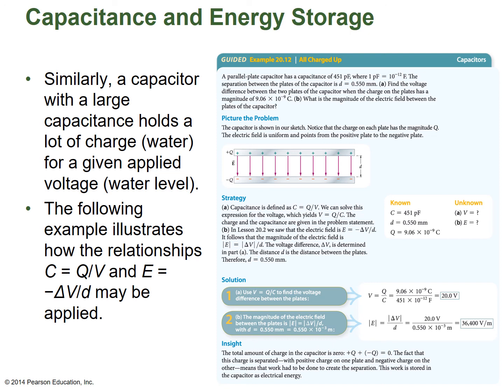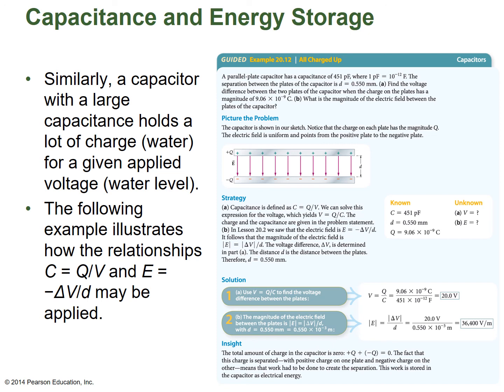The electric field between the two plates is delta V over D, the magnitude of the electric field. So 20 over 0.55 times 10 to the minus 3 meter. So the electric field is 36,400 volts per meter. What does this number mean? This is a huge number. It means that for every meter of separation between the plates, you should understand that the potential difference is 36,400 volts.